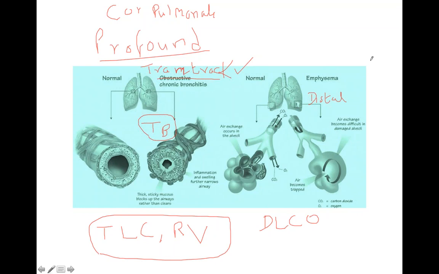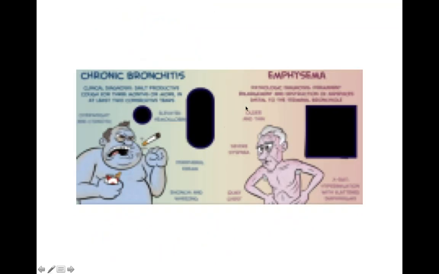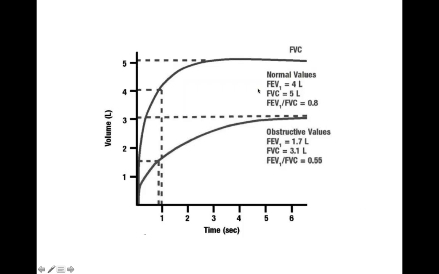This is a comparison, as you can see, not very clear. This is what we see on spirometry. This is the normal spirometry. The FEV1 and FVC values are 4 and 5 liters, and the ratio is 80%. In obstructive disease it is decreased. You don't have to remember these values, just remember the ratio will be less than 80%.